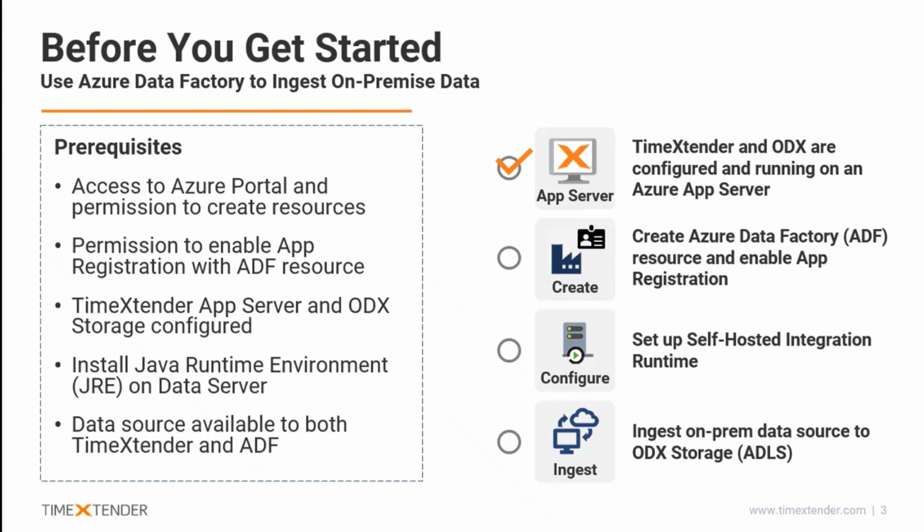And then the last step is you will need a data source, of course, available to both TimeXtender and the Azure Data Factory. Now, this data source does need to be able to connect, or rather the app server, the ODX server needs to be able to connect to this data source as well as Azure Data Factory. And that's because TimeXtender needs to see the metadata that's available to pull all of that information out. Things like table filters, column filters, primary keys, incremental load, all depend on TimeXtender having an understanding of the metadata that's available in that data source. So that's why that's an important prerequisite here.